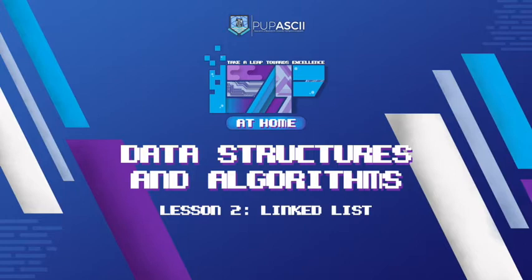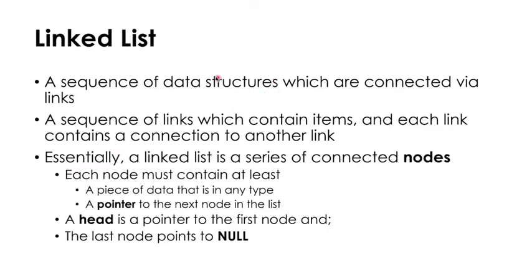So for our lesson number 2, we have linked list. A linked list is a sequence of data structures which are connected via links. These are a sequence of links which contain items, and each link contains a connection to another link. That explanation may be quite blurry for you, but don't worry. In the next slide, I'll be drawing it for you so that you can better understand it.